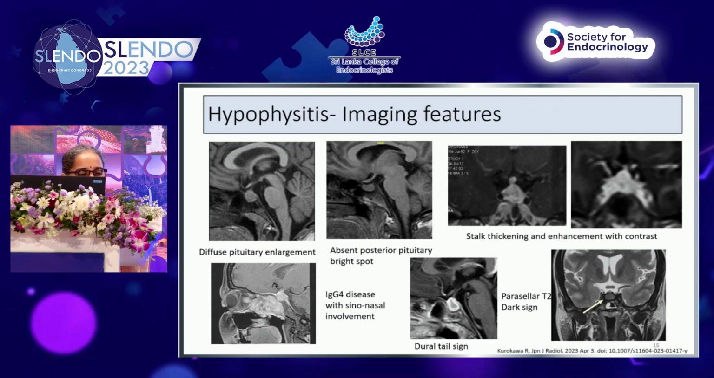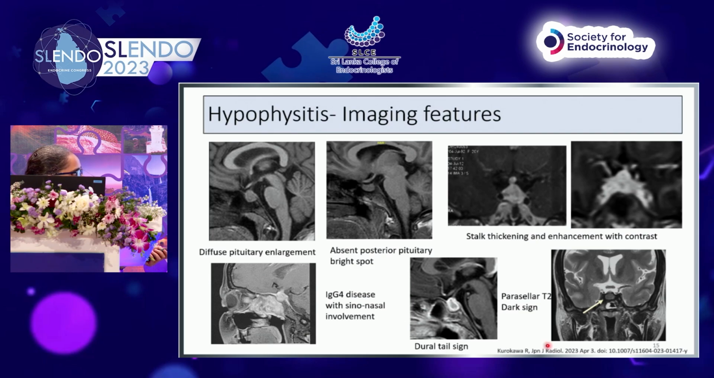These are the classical imaging features in patients with hypophysitis: a diffuse pituitary enlargement, absent posterior pituitary bright spot, a stalk thickening which could be nodular or diffuse, homogeneous enhancement with contrast, presence of a dural tail, and also a parasellar T2 dark sign.